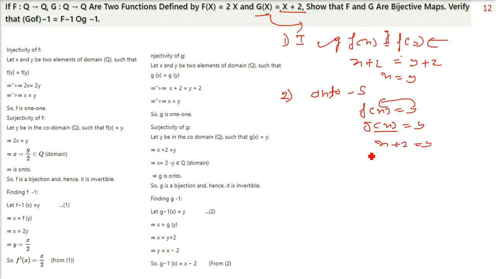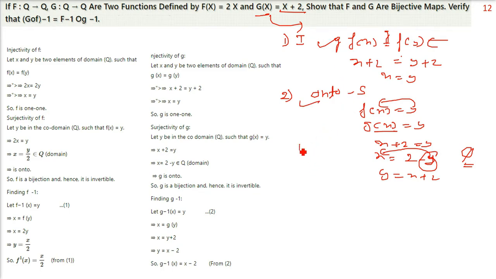x plus 2 equals y. x can be written as y minus 2. So you take any value. For any value of y in this set Q, this y is valid. It is a legal value. So now we can easily say for Q, this is a surjective function because every value has a pre-image. Injective, surjective, so it is bijective.